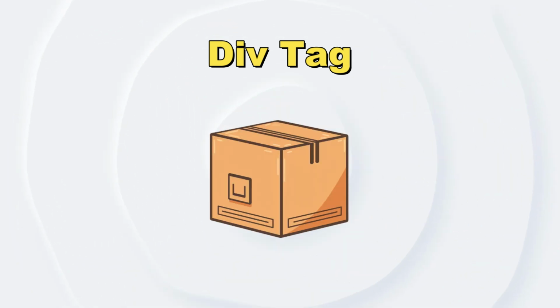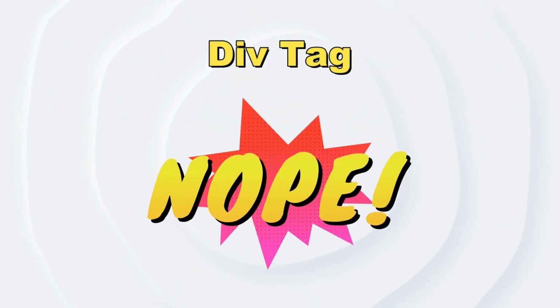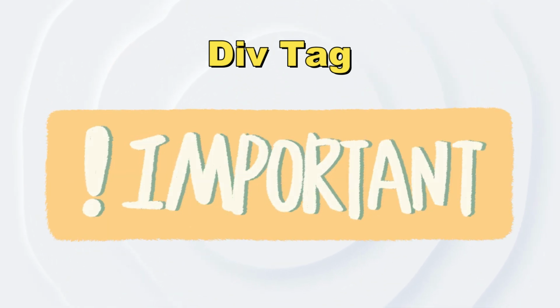Think of a Div Tag as a container box. It's like an invisible box that you can use to group other elements together on your web page. By itself, it doesn't show anything fancy. It's just a block level element, but it's one of the most important tags in HTML. Why? Because websites are all about structure and layout.